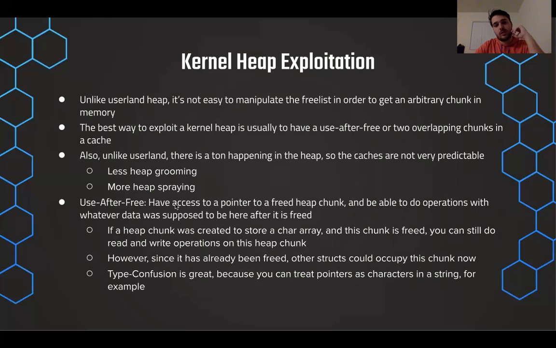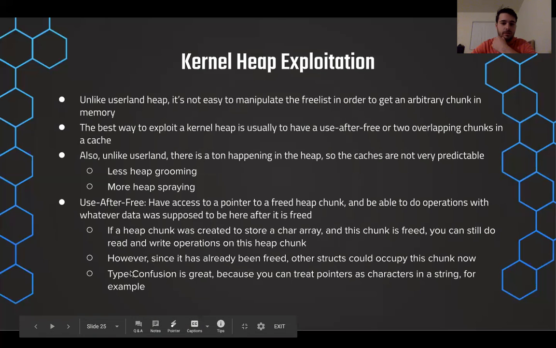Basically, you might have access to a pointer to a freed heap chunk, and then you could still do operations on it after it's freed because you still have this pointer that you can use. So for example, let's say you have a heap chunk that's a character array in memory, and then it's freed, but you still have this pointer to it, and then you can treat it like it was never freed. Then you could still do read and write operations to overflow data on this chunk, but it's not your chunk to use anymore. It might be a struct now. It might be some other program using it for something else. So that's a very common exploit problem, and that's something that is very great to use at the kernel level.